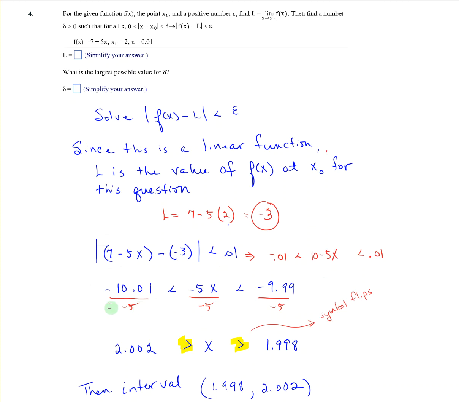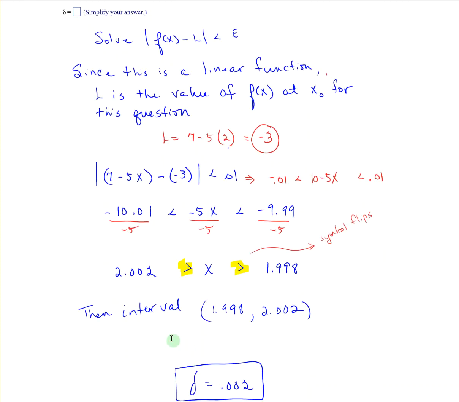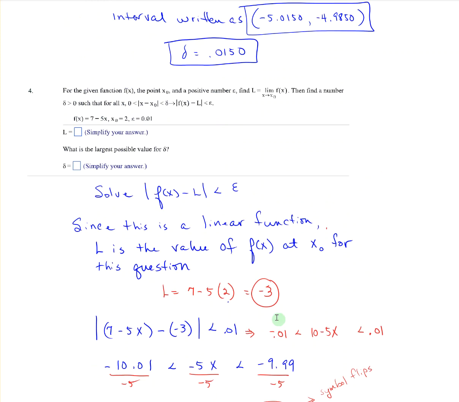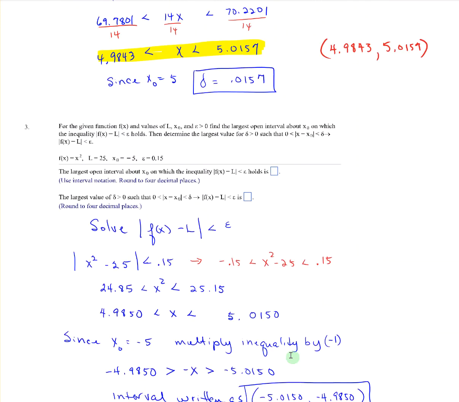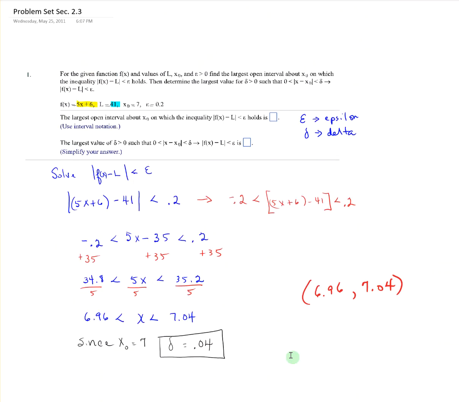We'll divide by negative 5 on all, and if we're dividing by negative 5, those symbols are going to flip. So now we have 2.002 greater than x greater than 1.998. When we write the interval, we will write it like this, least to greatest. And since we are centered around x sub 0 is 2, then delta will be 0.002. So I think that will get you going on those 4 questions, and that will be how to algebraically find your delta.